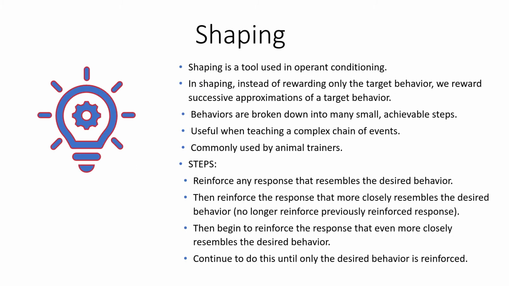We also have a concept called shaping, and this is a tool that's used in operant conditioning, and this is where instead of rewarding only the target behavior, you reward successive approximations of the target behavior. So think about complex behaviors. Let's start with animals. I can remember not long ago seeing a video of a dog that had learned to ride a bike. Now, I seriously doubt that the dog learned to ride a bike just one day and one day just suddenly got on a bike and knew how to do it.